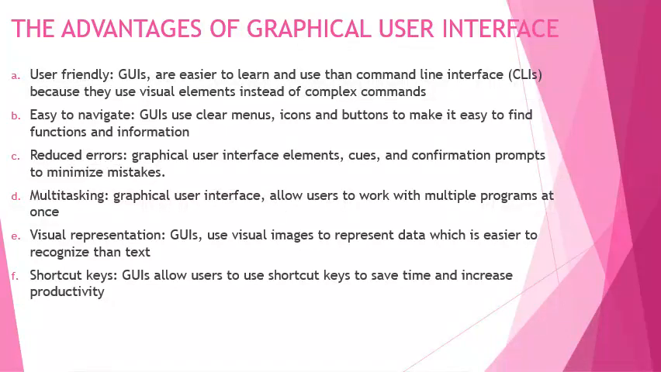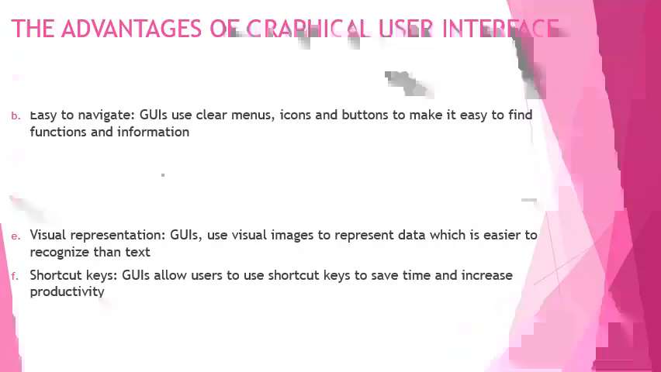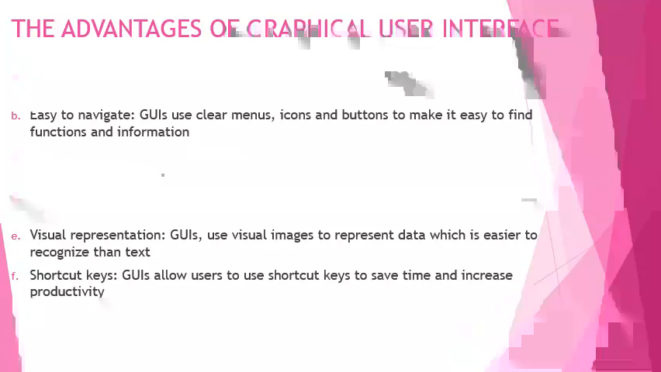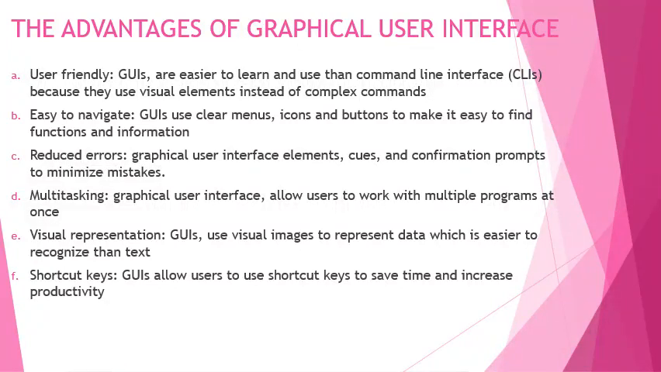Then we have ease of navigation. The GUI, the Graphical User Interface, uses clear menus, icons, and buttons to make it easier to find functions and information. With the help of easy navigation, once you go to the search button, it allows you to search whatever you intend. If you want to go to Calculator or Chrome or WhatsApp, Facebook, you just have to type it, and it will bring it out. It makes it easier for individuals to navigate from one icon to another, so it reduces errors.